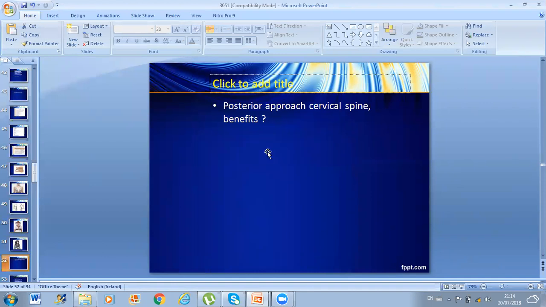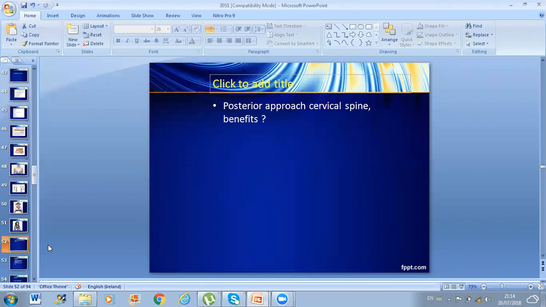So who will tell me the benefits of posterior approach? Any idea? In posterior approach as compared to anterior approach, you can avoid the neurovascular planes as you identify in the anterior approach. What neurovascular planes do you see in anterior approach? There is nothing in anterior approach regarding the posterior approach, yes, there are. You cannot do discectomy. The recurrent laryngeal nerve. Okay. What else?